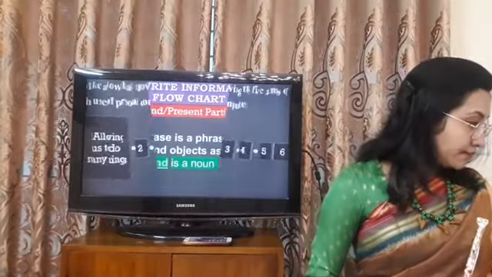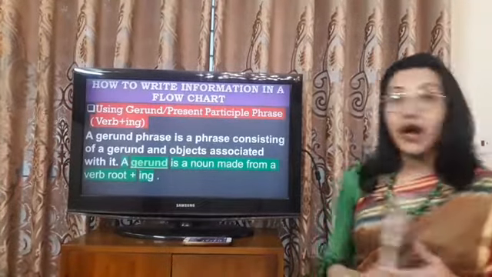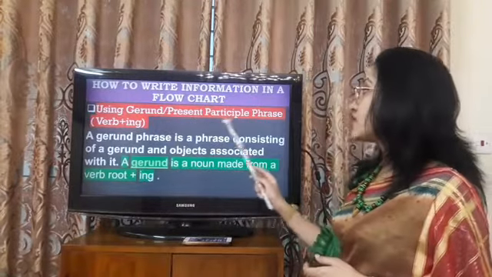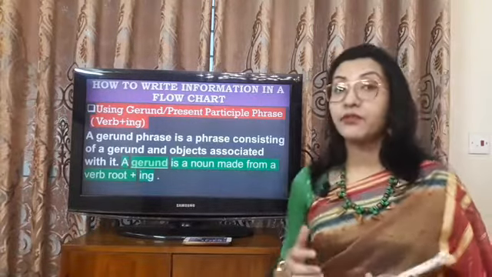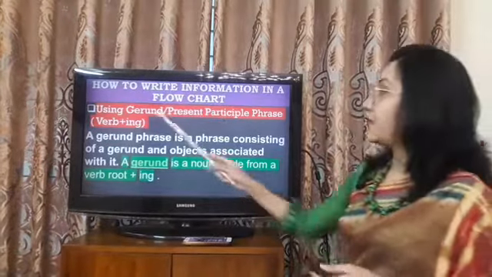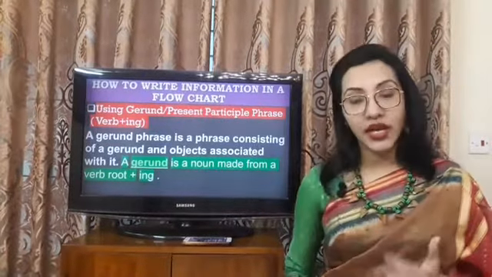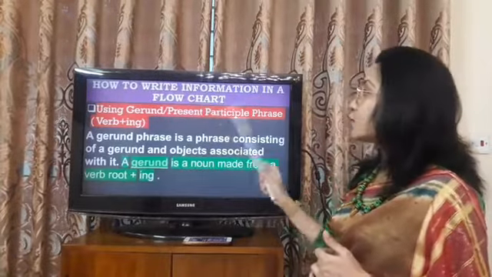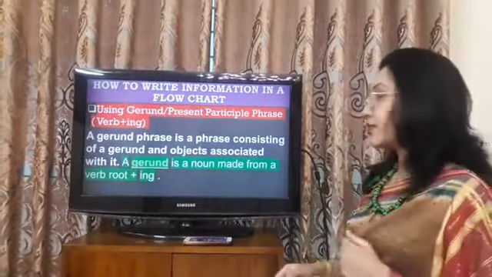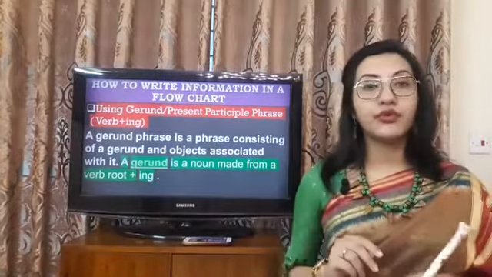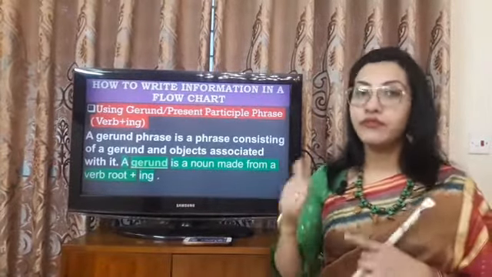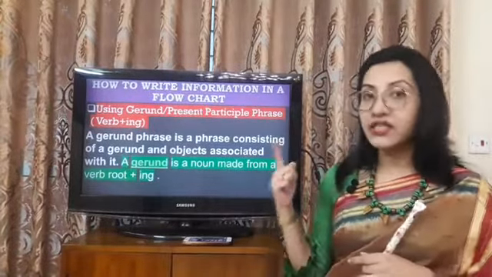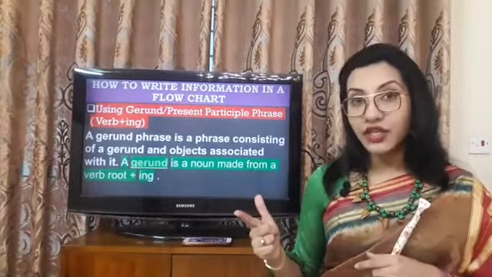Let's see. How to write information in a flowchart using gerund or present participle phrase, that means verb plus ing. তাহলে gerund বা present participle ইউজ করে অর্থাৎ verb plus ing ইউজ করে আমরা কি করতে পারি, ফ্লোচার্টে ইনফরমেশন লিখতে পারি। সো দেখো আজকে কিন্তু আমরা 2 নাম্বার রুলসটা শিখছি। প্রথম আমাদের হোয়াট ওয়াজ দ্য ফার্স্ট স্ট্রাকচার দ্যাট উই লার্ন, ইনফিনিটিভ 2 plus verb. This is the second structure, verb plus ing.